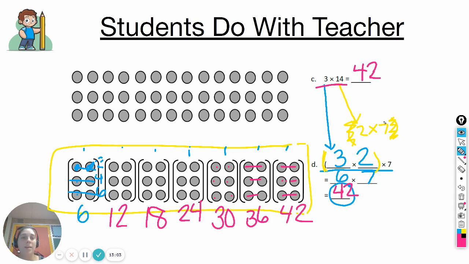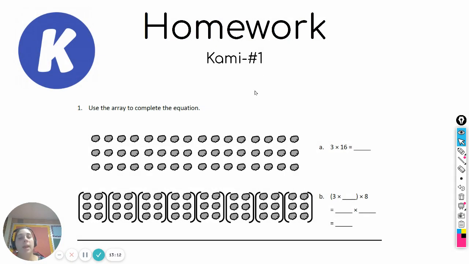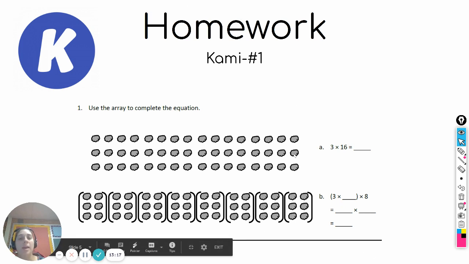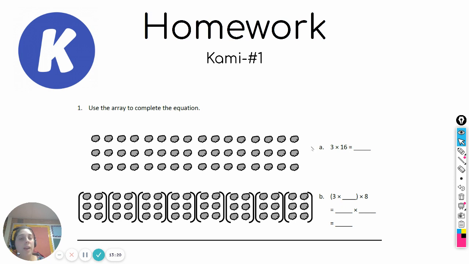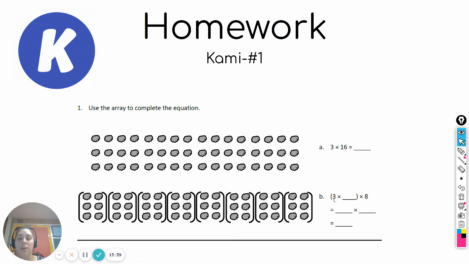Okay, so your homework is going to look just like this. It's CAMI. You're going to be doing number 1, which is the whole page. Okay, it gives you the big array. You don't have to answer this yet, because what you're going to want to do is look at the smaller picture and fill in the blanks. And then once you get your answer, you'll be able to put that answer up for part A as well. Okay, so we're taking the big array and we're using the associative property to break it down into smaller arrays that are easier for us to skip count. Go ahead and begin.